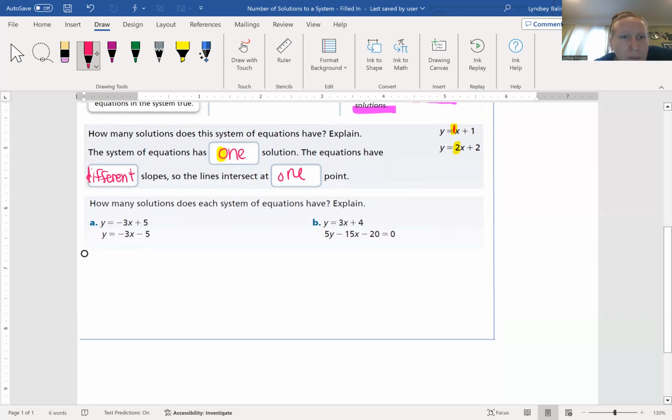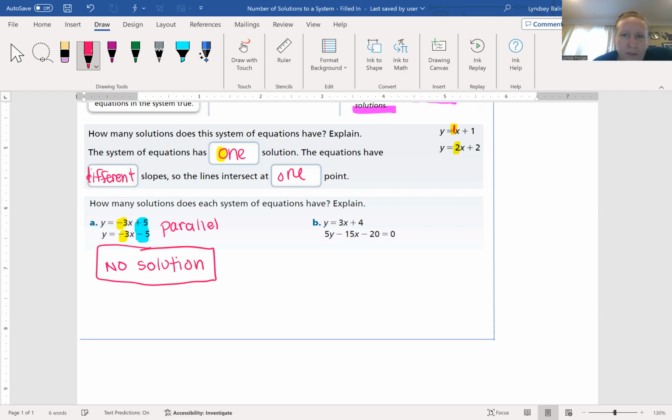Okay, and then at the bottom, letter A, they are in slope-intercept form for us again. That is nice. I'm looking at the slopes. I happen to see that they both have a slope of -3. So this is one of our weird cases. They have a slope of -3, but different y-intercepts. They're both 5, but one's positive and one's negative. So in this case, same slope, different y-intercepts. That means our lines would be parallel. Our actual answer to the system, we would say no solution. They would never intersect.